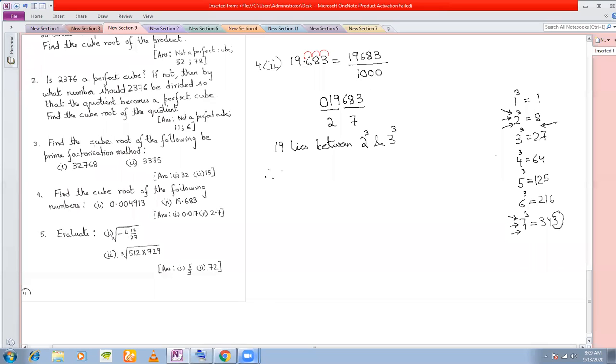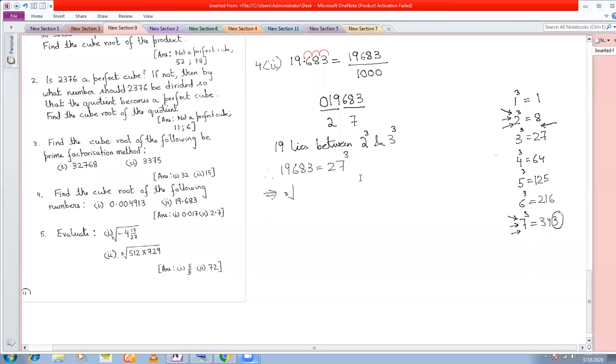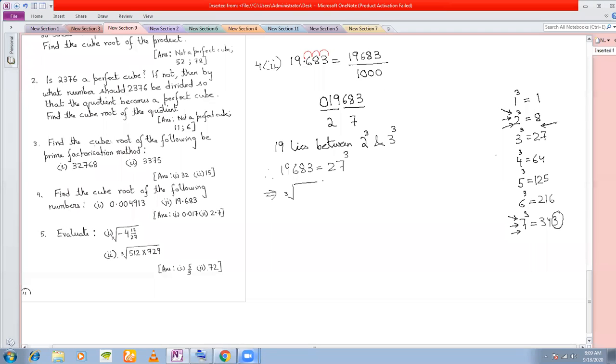So therefore, what happens? This means 19683 is a cube of 27. Okay, that means the cube root of 19683 is simply 27.